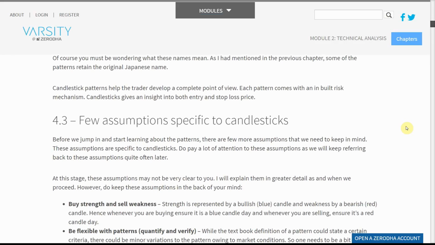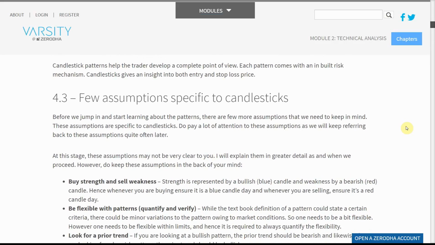Candlestick patterns help the trader develop a complete point of view. Each pattern comes with an inbuilt risk mechanism. Candlesticks give an insight into both entry and stop loss price.